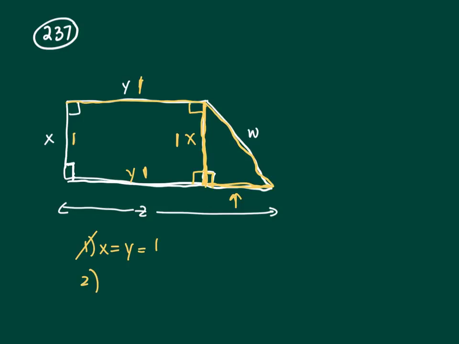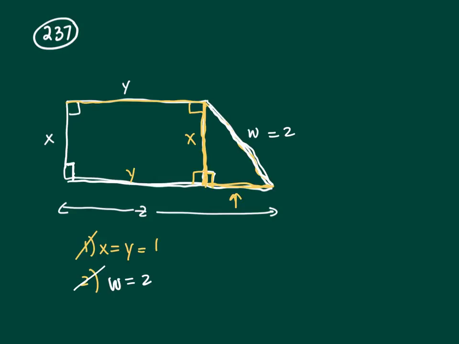Now let's do clue 2. Let me see if I can erase without erasing everything. Trying to erase clue 1. Good job. Clue 2 says W equals 2. So now that tells me that W equals 2. The only thing I know about this entire figure is that hypotenuse is 2. Well, that doesn't help me find this length of Z. So now what we do, clue 2 didn't work by itself.